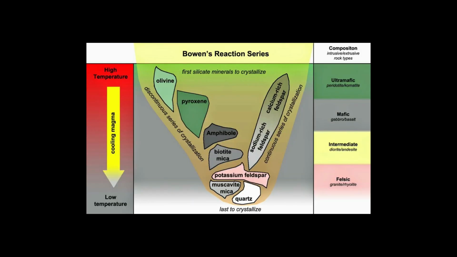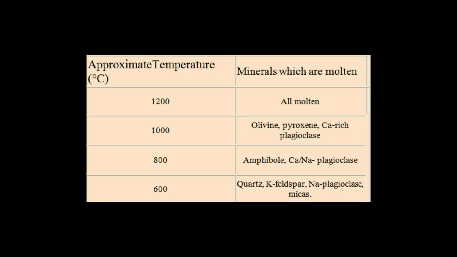Magma contains various minerals. As the temperature drops, minerals get crystallized in a sequence which is depicted in Bowen's reaction series. Minerals with high melting point are crystallized first, so they are also called high temperature minerals, and minerals with comparatively lower melting point crystallize towards the end. This table shows the approximate temperature and the minerals which are molten.